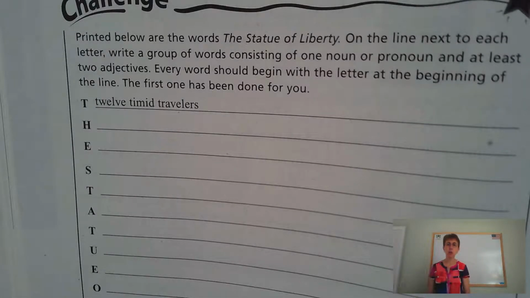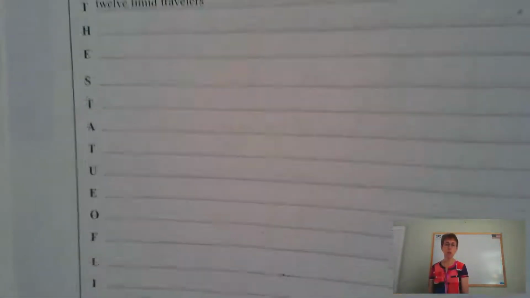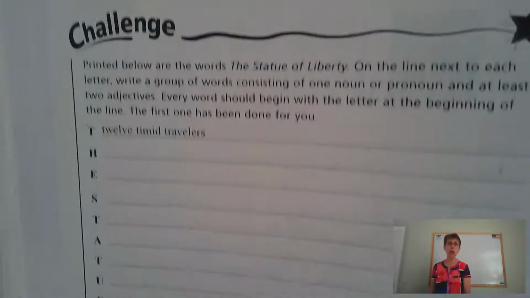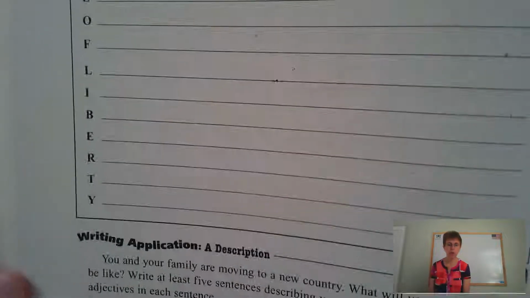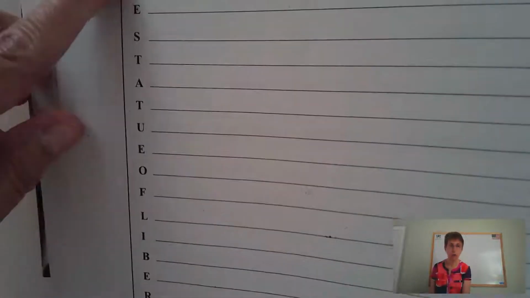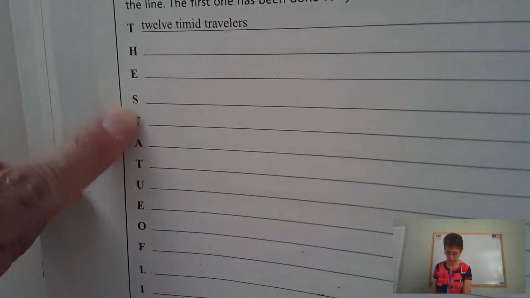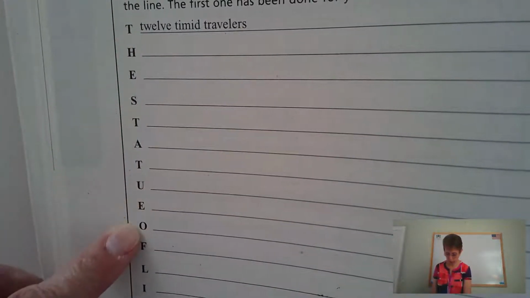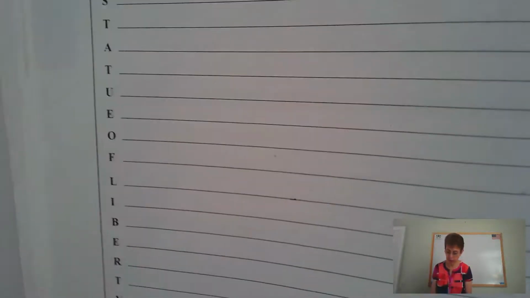Okay, boys and girls, this is the second part of language arts, where I want to go over the workbook page that you'll be working on. It's called What is an Adjective? It says printed below are the words the Statue of Liberty. Let me show you where you're looking at that. Going down the side of the page, you see THE, then statue of, and then liberty. Okay, so that's where that's at.